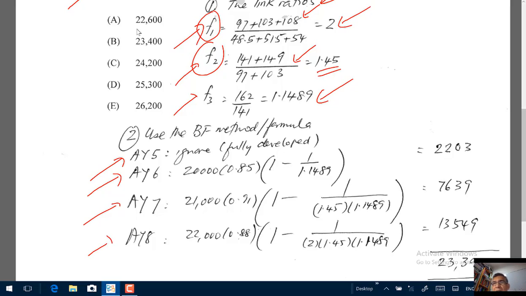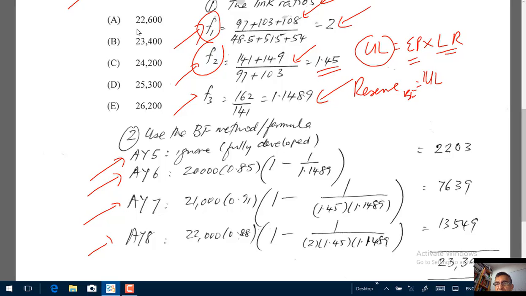Remember the Bornhuetter-Ferguson method. Very quickly, we have our ultimate losses. We get it by multiplying the earned premium times your loss ratio. That will give me your ultimate losses. And then for your reserve, in Bornhuetter-Ferguson, we take the ultimate losses and we multiply by the percentage unreported. That's it. That's what you see here.